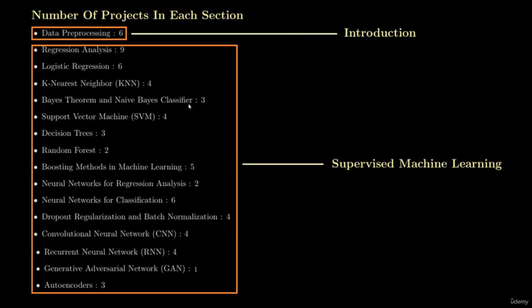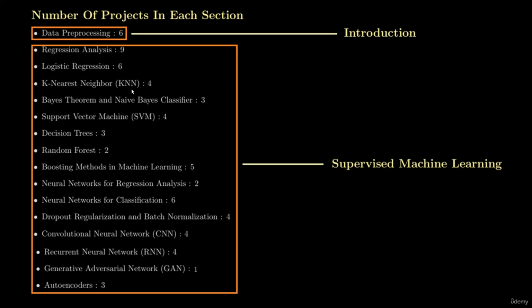These are the list of projects in each of the major components of the course. So in the introduction component, we have 6 projects in the data pre-processing section. Then in the supervised machine learning component of the course, here is the list of the projects in each section. If you see, there are 9 projects in the regression analysis only. Then we have 6 projects in logistic regression.